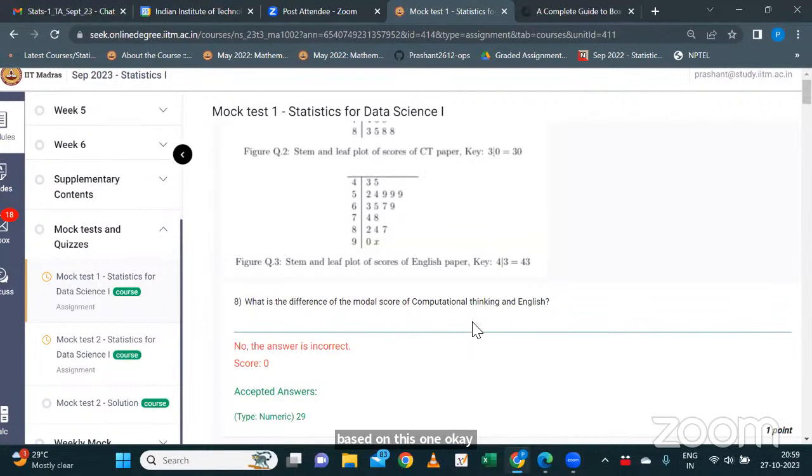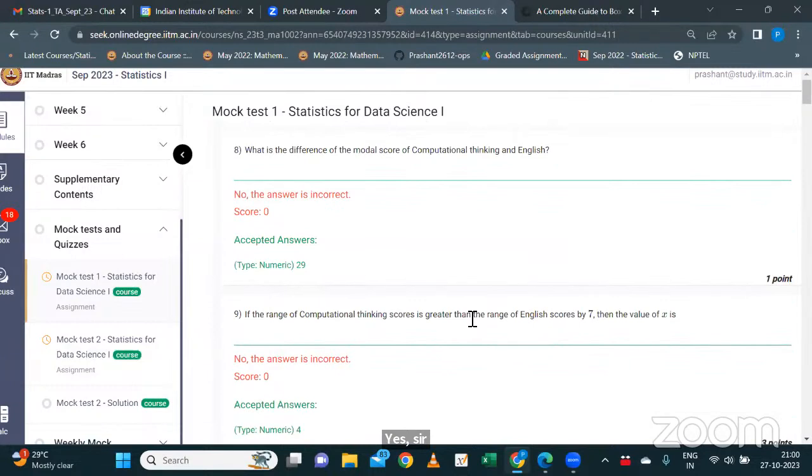51, sir. How did you find 51? Sir, 90 plus x minus 43. Sir, that's wrong. I took x minus 43 and added 7 to make them equivalent and got the x value as 4. First of all, the minimum value is 43, right? The maximum is 90 plus x. Okay, one second.